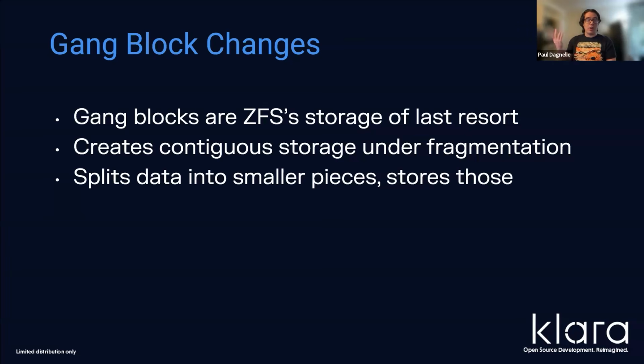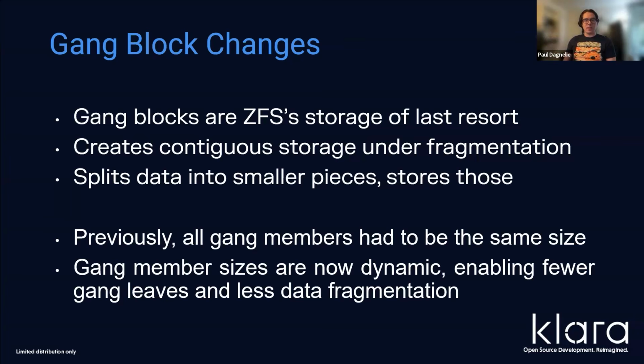Throughout your entire disk, maybe there are no 128 kilobyte free chunks left, or if you're using a larger record size, it can happen even sooner. And so the way ZFS ensures that it will still be able to store your data is gang blocks. And the idea there is we split the data into smaller pieces and then store those smaller pieces in whatever free segments we can find.